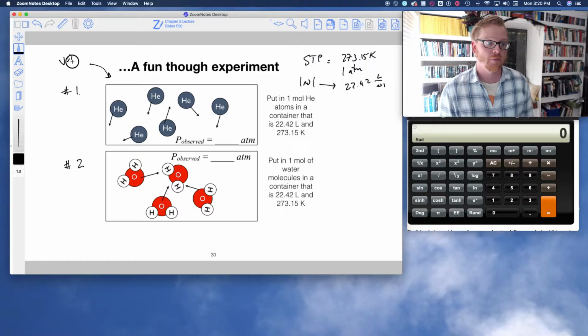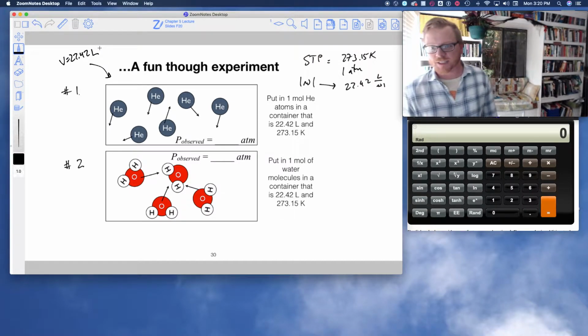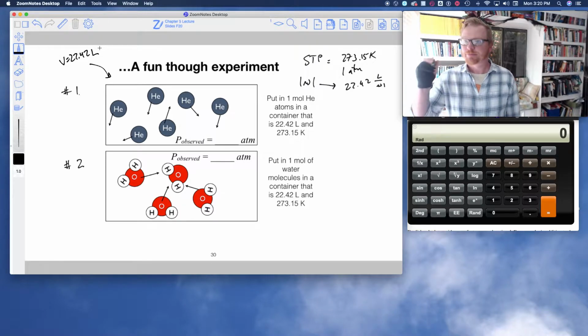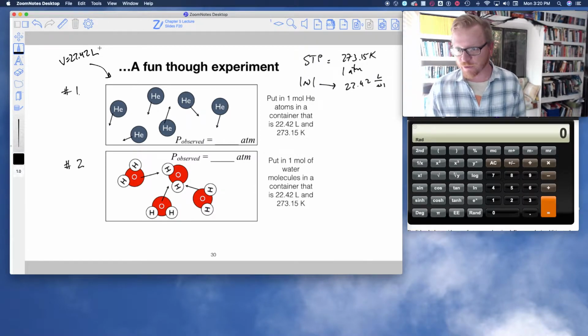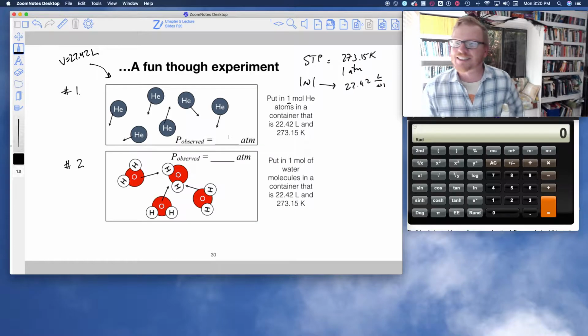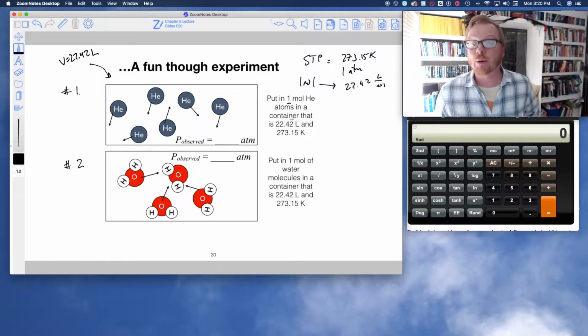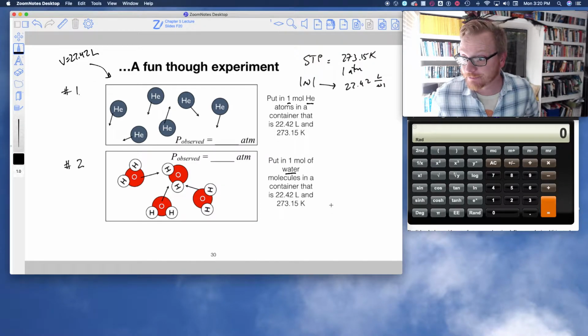Okay? And maybe it's 22.4156789 liters. It's exactly 22.42, whatever it needs to be for STP. And I put exactly 1 mole of helium in that container, and I get the container to be exactly 273.15 Kelvin. What is the observed pressure? So that's experiment 1. Experiment 2 is the same as experiment 1, but now instead of helium, we put water.